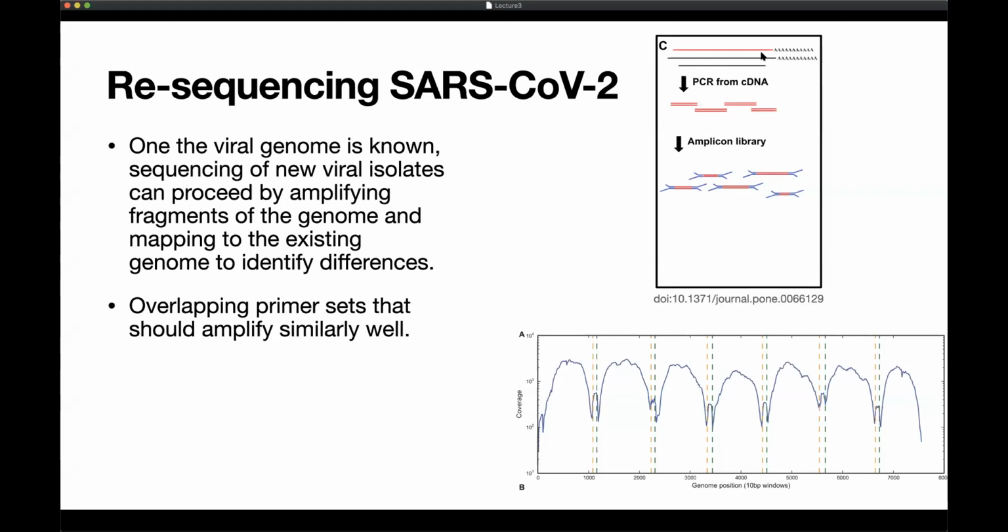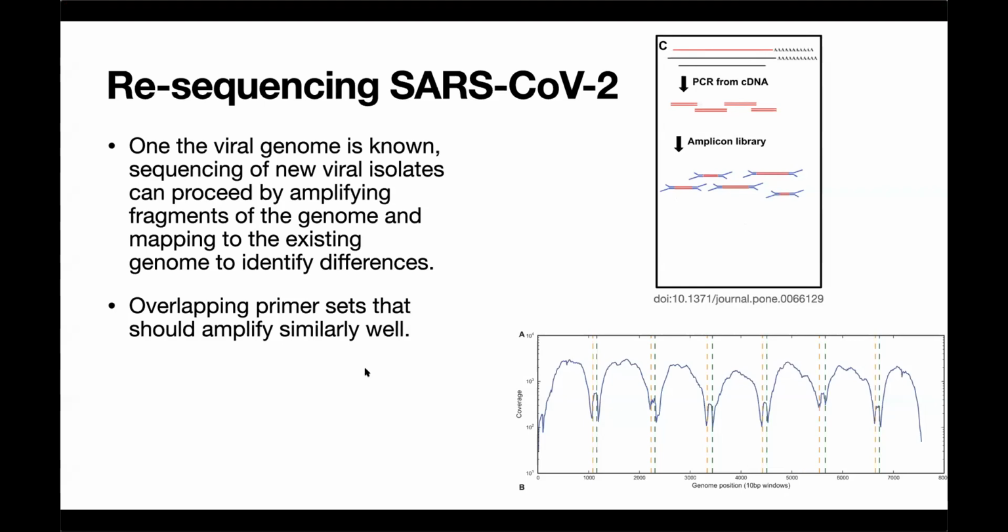So this is picture C here from this PLOS ONE reference, where you start with your genomic template. You do PCR from complementary DNA, so it'll come back as individual amplicon pieces. They're all shorter than the genome, but they will presumably overlap and represent the entire genome. This creates amplicon libraries, which you can then put into a sequencer.